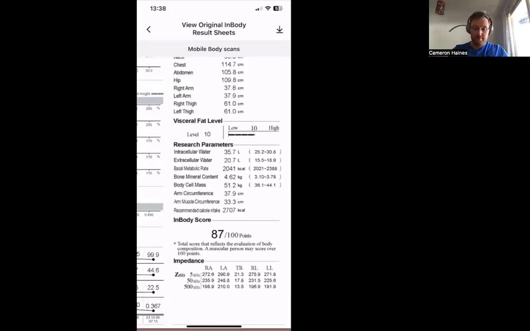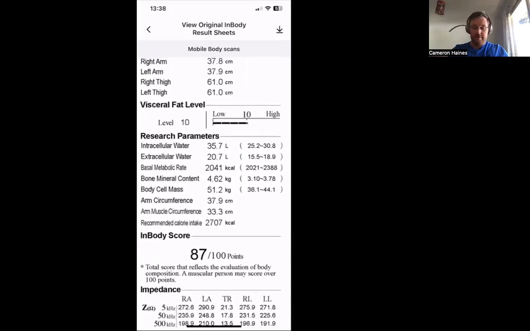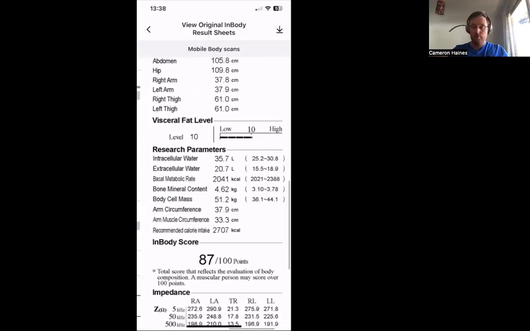From there, we're going to go into the research parameters here. Intercellular water is how much water you are holding inside of your muscle mass. So it's a great way of showing the hydration or the amount of sarcoplasmic fluid that is held inside of your muscles. And ideally, we want to see this on the high end. Again, there is a way of understanding this. If you've got a high muscle mass, which I do, about 130% of what is expected, I should be up in that top end. And again, it's also a way of looking at hydration.